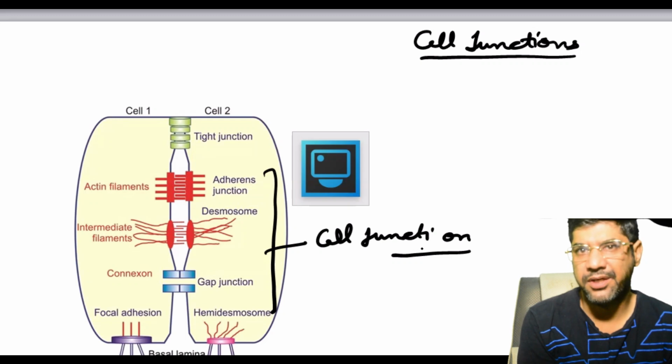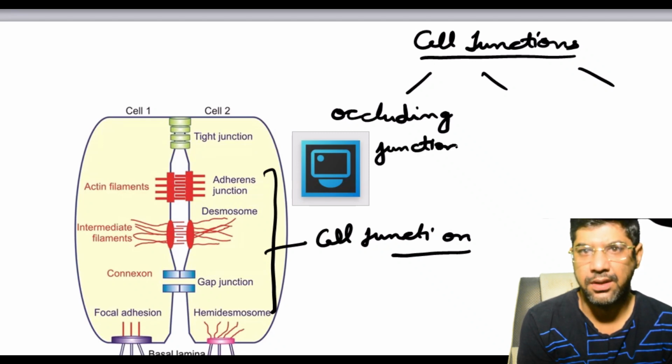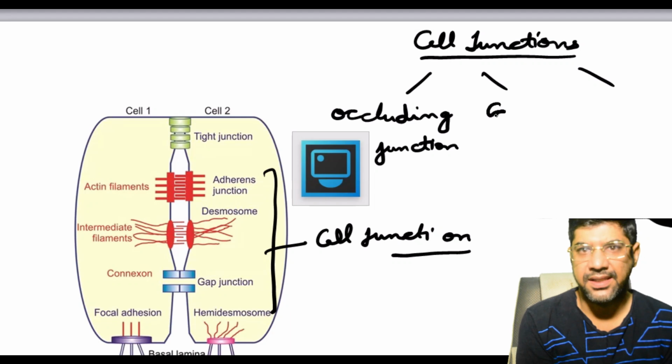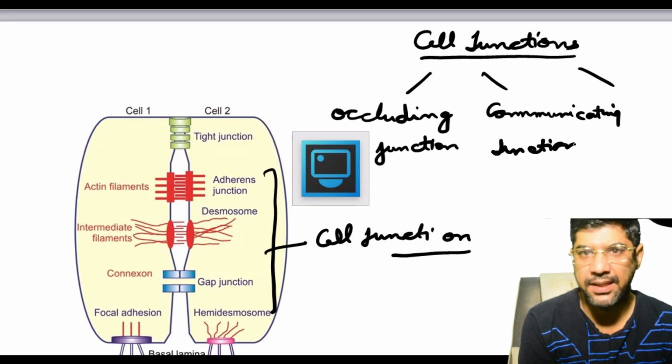Cell junctions are connections between neighboring cells or between a cell and the extracellular matrix. These junctions are also known as membrane junctions. When we talk about the connection between two cells, we refer to it as an intercellular junction. Now, cell junctions are categorized into three types. The first is occluding junctions, the second is communicating junctions, and the third is anchoring junctions.